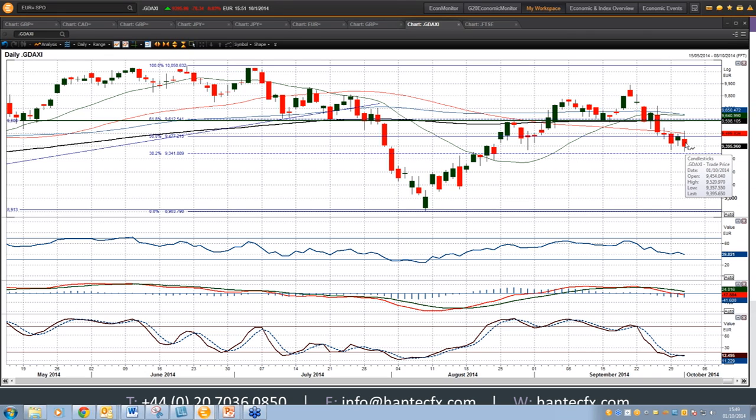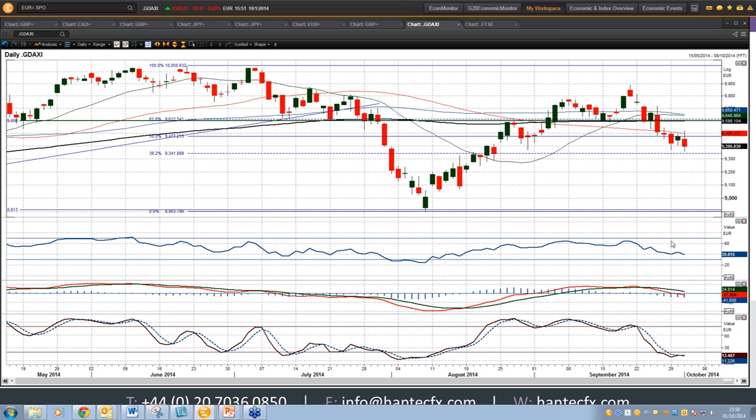9,357, so we're not actually a million miles away from hitting that target, interestingly, but also that comes in around the 38.2% Fibonacci retracement level, which did prove to be a reasonably good job there. Just about 30 pips away from that low there. So, is this the point at which DAX might start to get support?